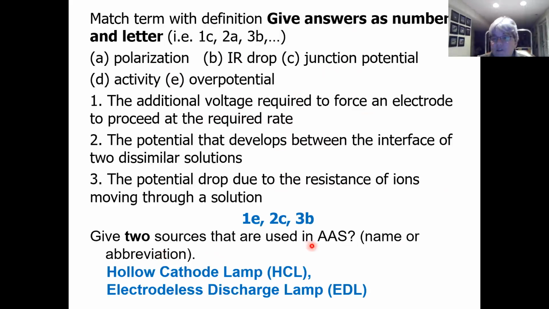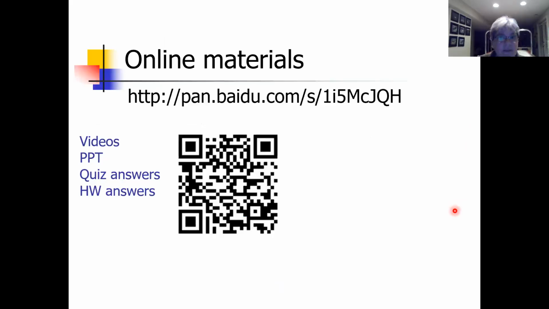Give two sources that are used in AAS. So this one's a short answer, but that could be a multiple choice. It could be a choose one. It could be a matching. Here's a bunch of sources, here's the type of method, which one would we use? So when I say study the quizzes, you have to think beyond that one question. You have to think of other kinds of things that will be encompassed in that. So that's studying for the test.